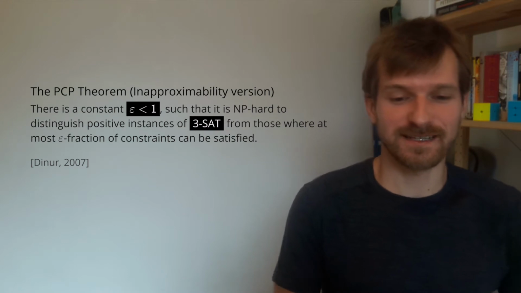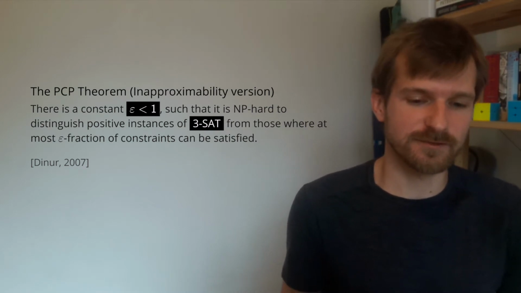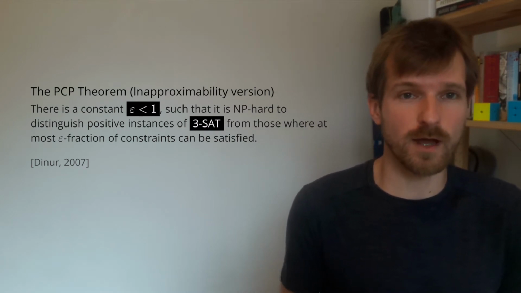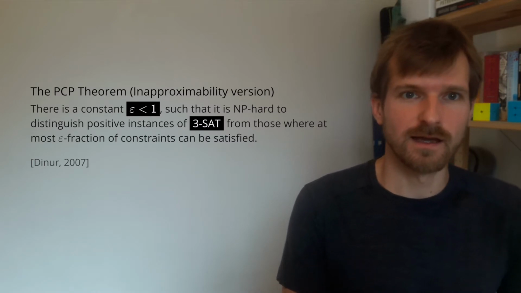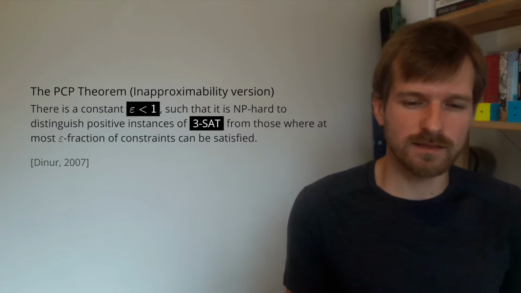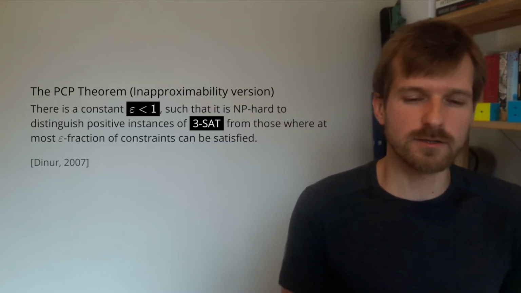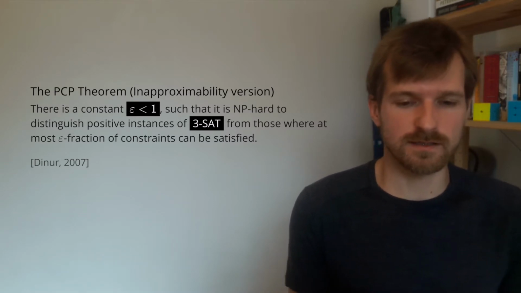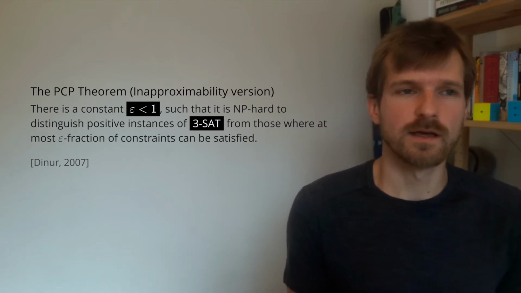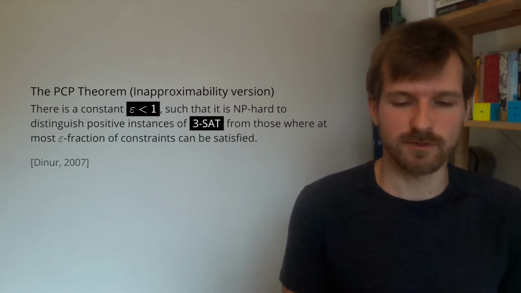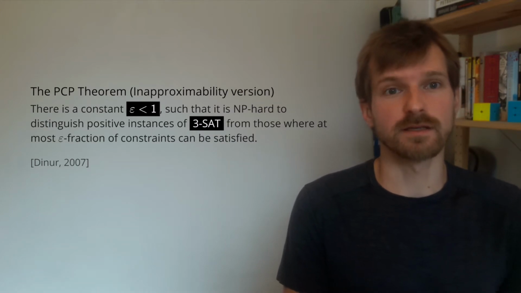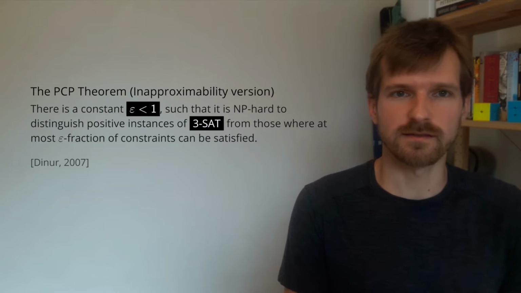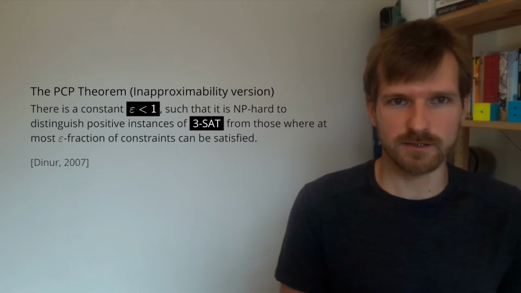The surprising fact about this phrasing of the theorem is that it refers only to one problem in the class NP, namely 3-SAT. But on the other hand, if you think about it a little bit, it actually makes some sense, because 3-SAT is a well-known NP-complete problem, and as any other NP-complete problem, every problem in the class NP can be reduced to 3-SAT via a polynomial time reduction.